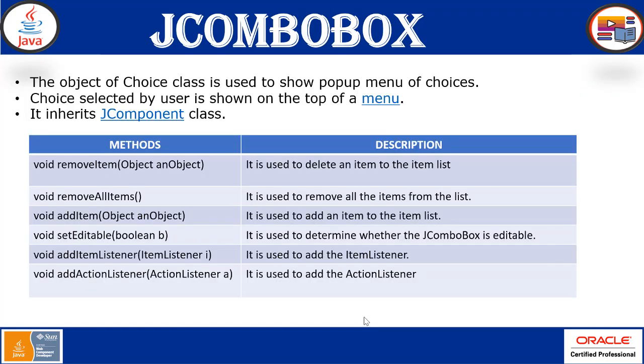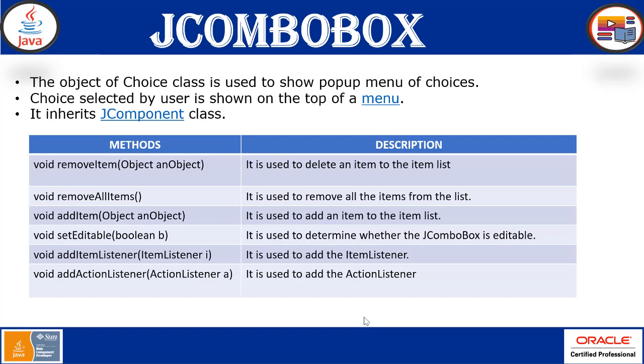The object of the Choice class is used to show a pop-up menu of choices. So basically when we have a Choice class, we can pick up the object and show it in the pop-up menu. The choice selected by the user is shown on the top of the menu, and it inherits the JComponent class.